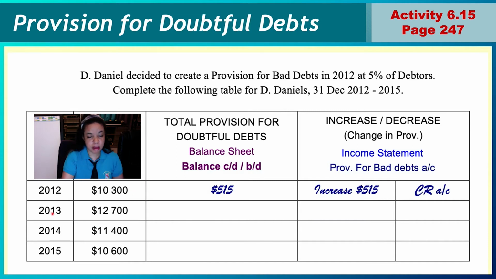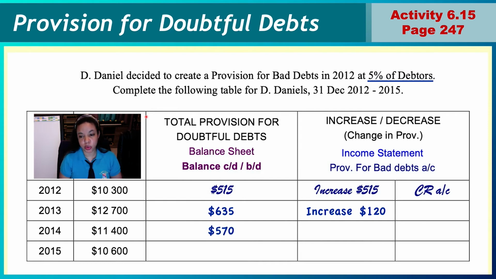So we're going to do 2013 now. As we said, the provision is 5% of debtors, so it will be 5% of the 12,700, and that will give you $635. That is an increase from the 515. And how much did it increase by? 120. So there we have an increase. So therefore, in your account, you will go to the credit side. Well, how we have it here, we are going to state that after. So we're just going to do the calculation, the changes, for now.